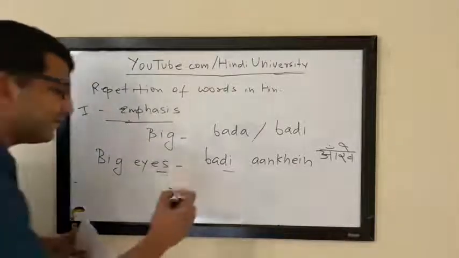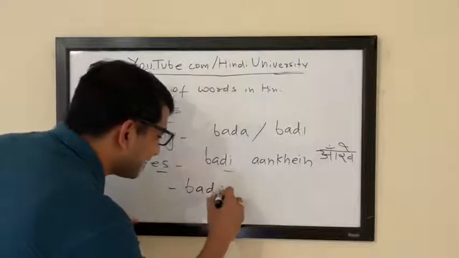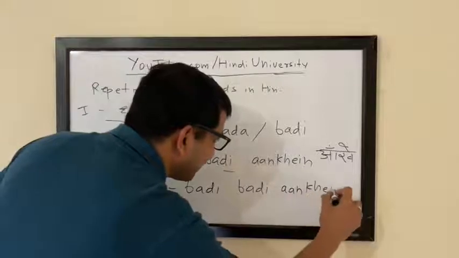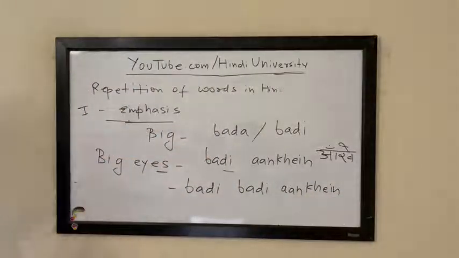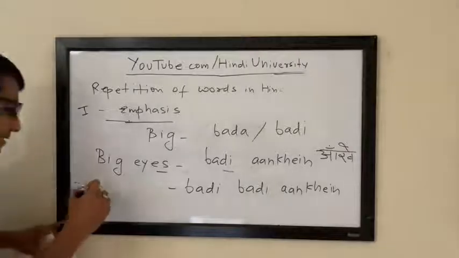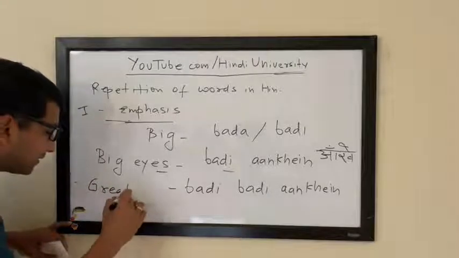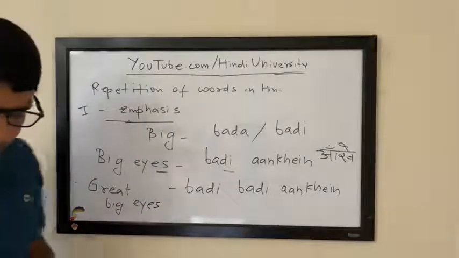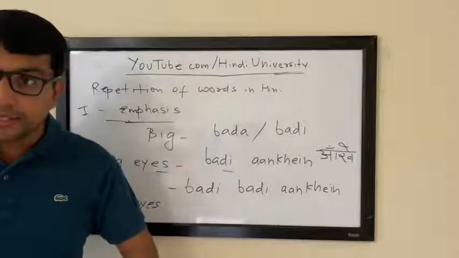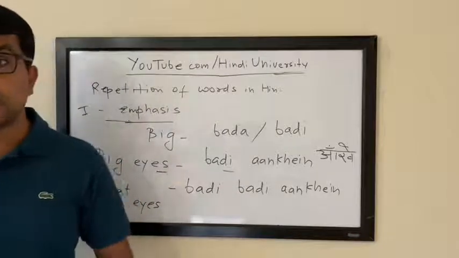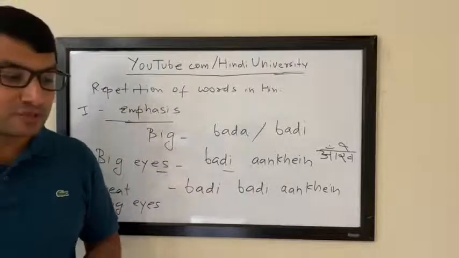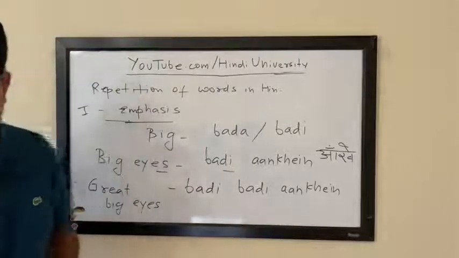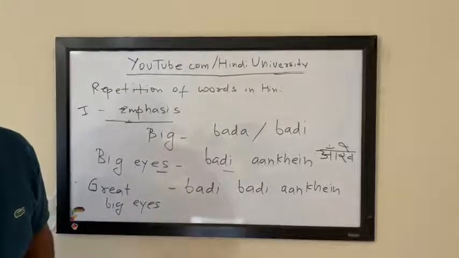Then badi badi aankhein. Very good. Badi badi aankhein. Right? That's what it is. With great big eyes. Okay. It can be used to describe the beauty of a person, that their eyes are so beautiful and very large. It can also be used to describe that somebody got really, really angry and mad, so their eyes became very big.